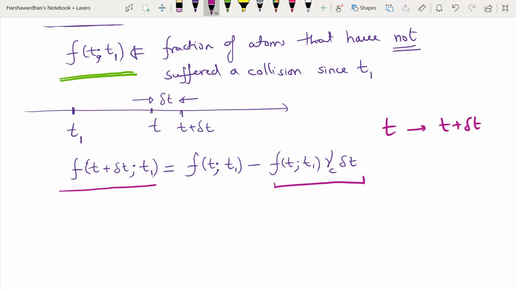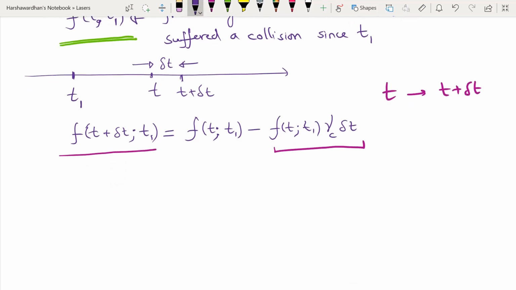So you can see that I can quickly rearrange this. I can write this as f of t plus delta t, all of them having suffered the collision at time t1, and I will take my delta t at the bottom.